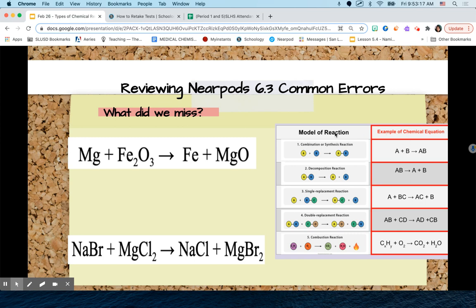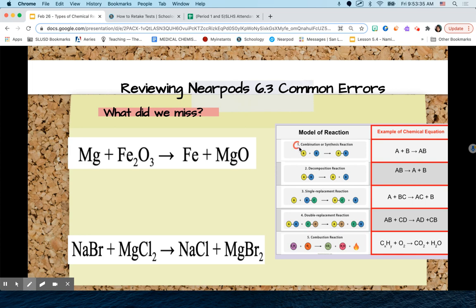So, in your notes, this is what you should have: a list of the names, as well as the general structure of each chemical equation. So let me note what I'm paying attention to so that you can kind of follow the same cues.